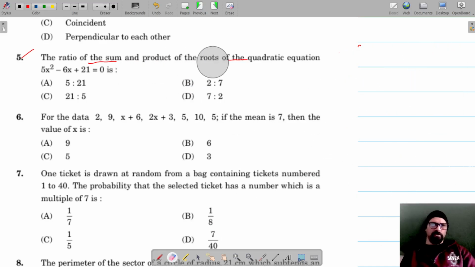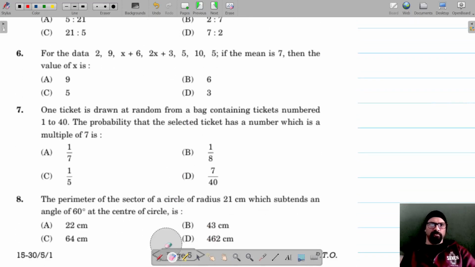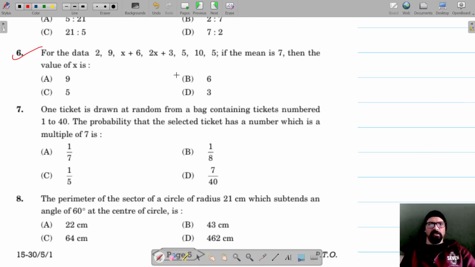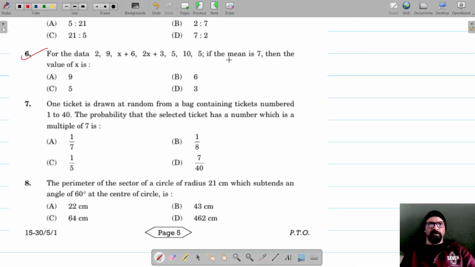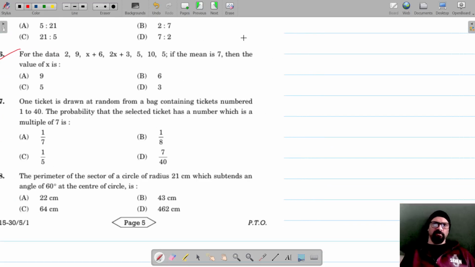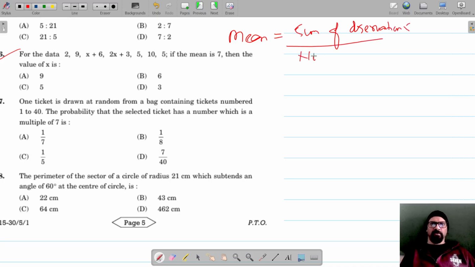And our next question is question number 6. For the data, if the mean is 7, then the value of x is. So we know that mean is given by the sum of observations divided by the number of observations. So we are going to add all these observations divided by the number of observations. Now, mean is 7.